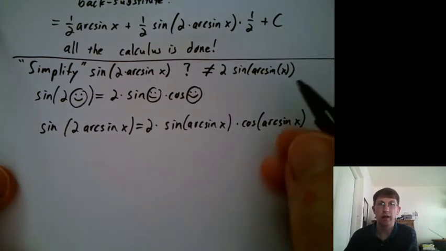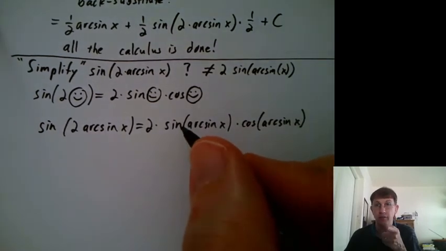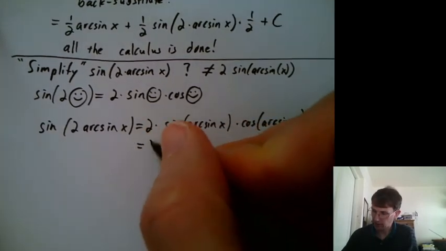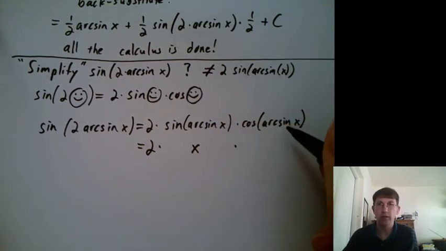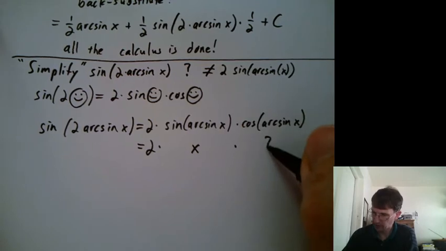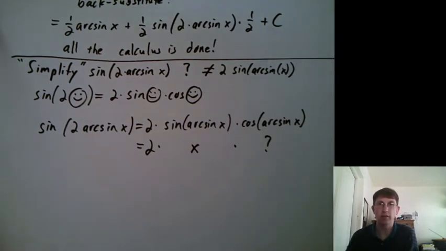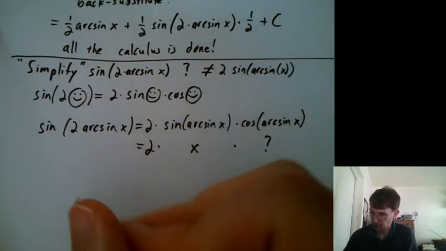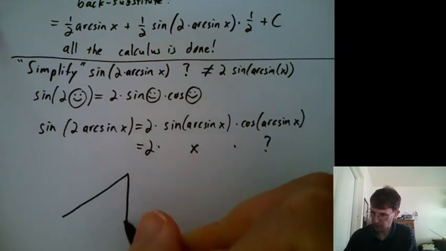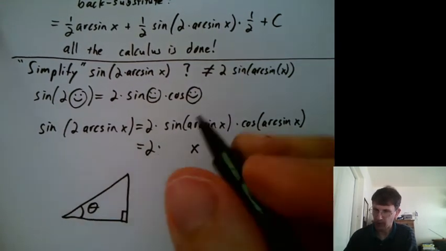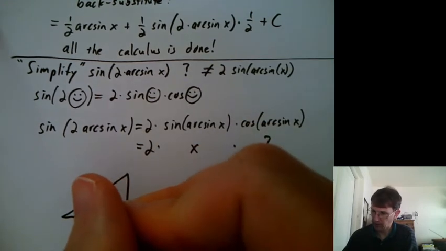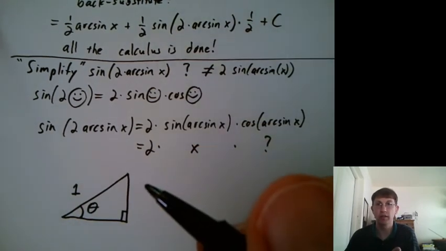Can we do anything with that? Well, sine of arcsine, that we can replace with x. And then what can we do with cosine of arcsine of x? Well, here's where we actually need to start drawing triangles again. Let's draw a right triangle. We'll put theta here in the corner, and let's use a hypotenuse of 1 because we've been doing the unit circle.